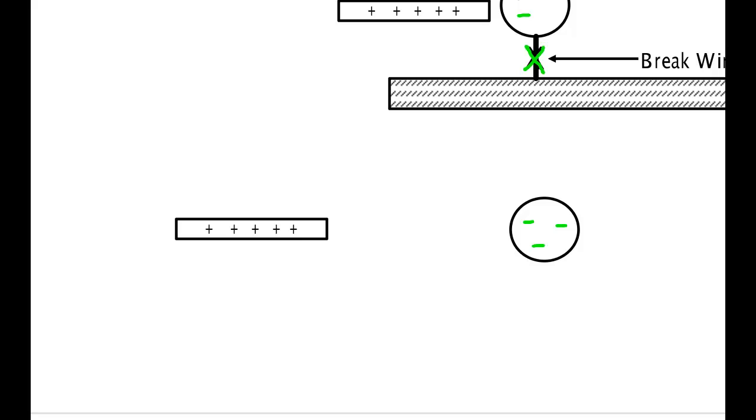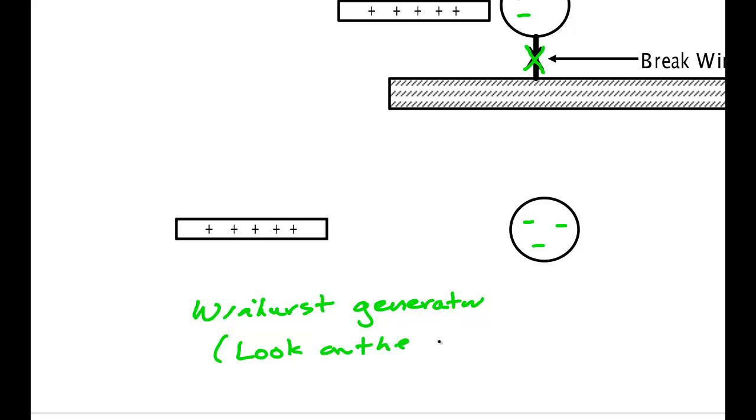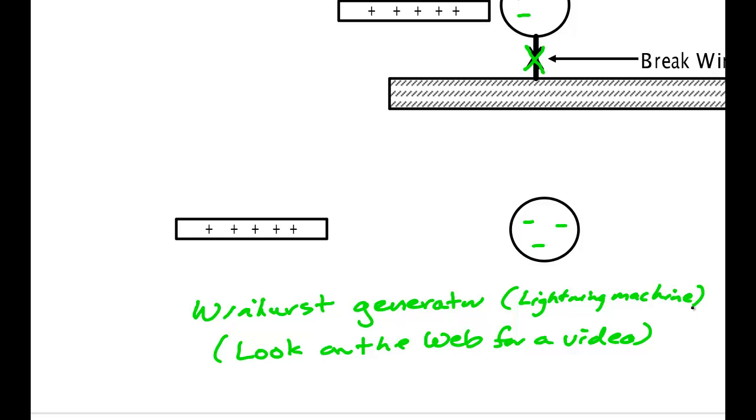An example of something that uses this technique is called a Wimshurst generator. They're giant lightning shooting machines. Look on the web for a video. They're really cool. Like I said, this is a lightning machine. Something that uses the conduction principle to move things up is a Van de Graaff generator that we use for large nuclear accelerator experiments such as in my lab.